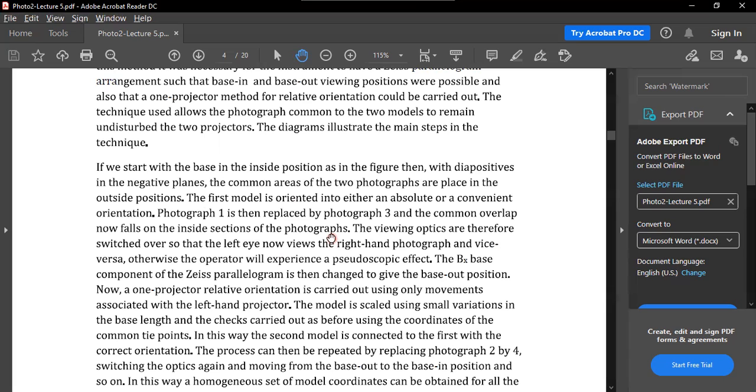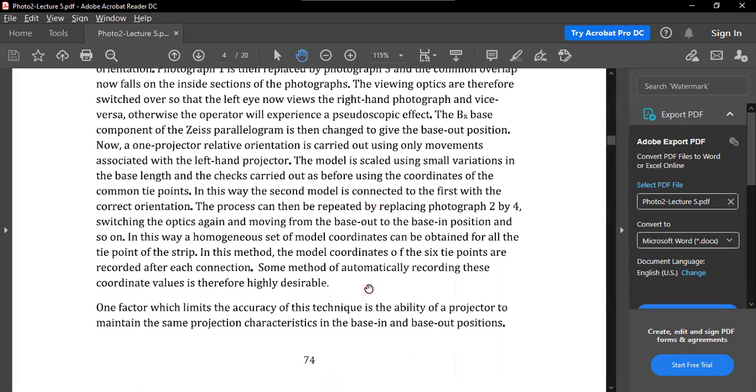So we switch the optics such that your left eye is looking at the right projector, which actually has the left photo, which has photo 2. Are you okay? And then photo 3 is being looked at by your right eye, which is actually on the first projector. Are you okay? So it's quite an interesting one. If you really understand the principle, you can always explain how this works.